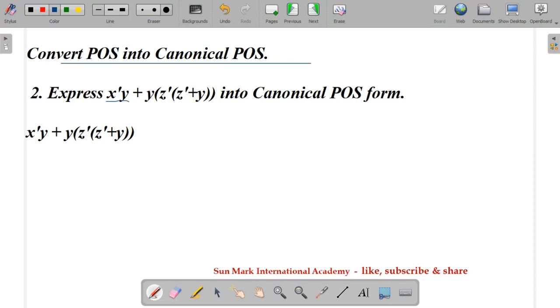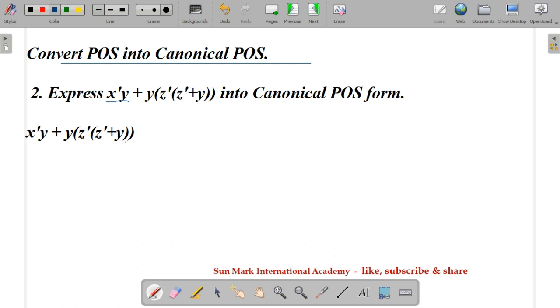So the next one is conversion of POS into canonical POS. So the second question, x plus x dash y plus y into z dash plus y, that is the given expression. We should convert it into canonical POS form.